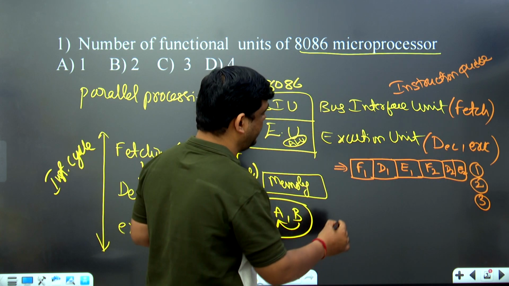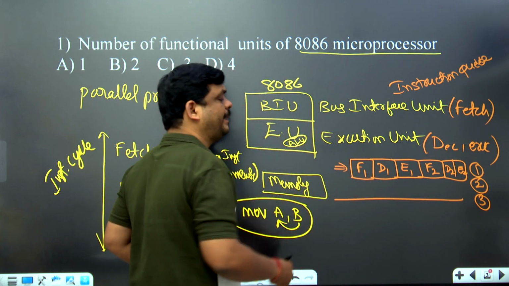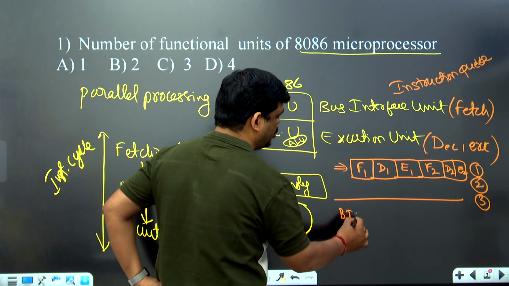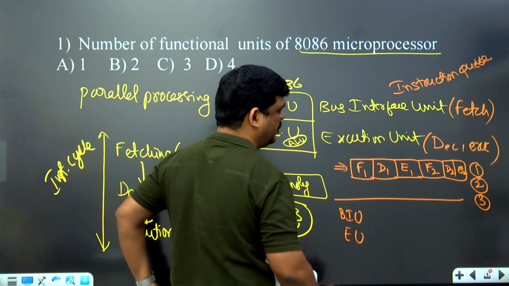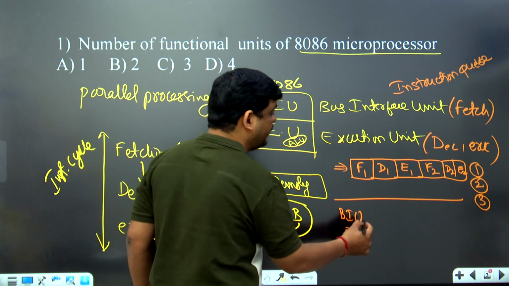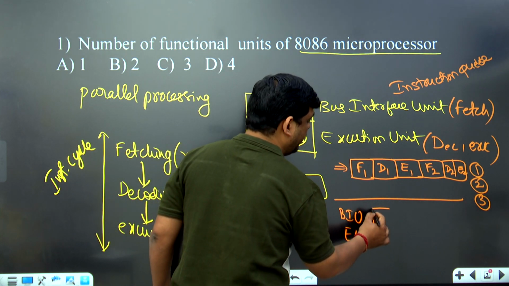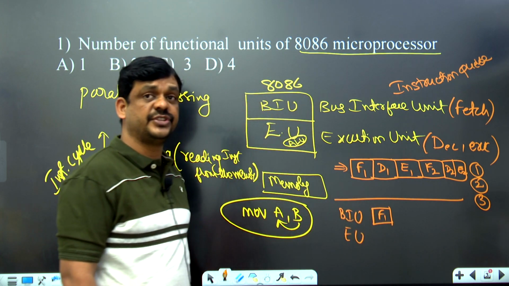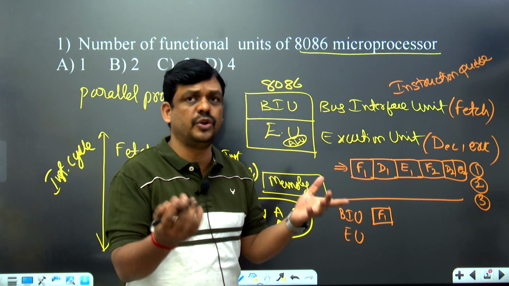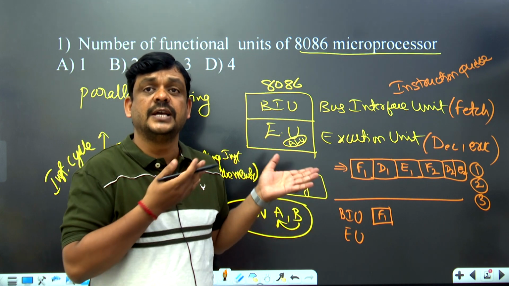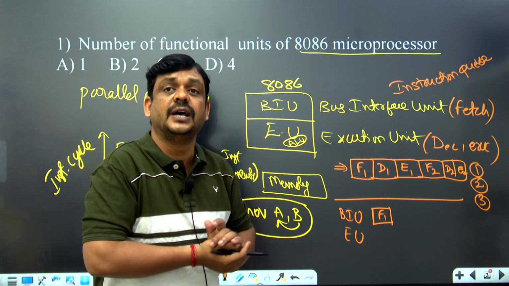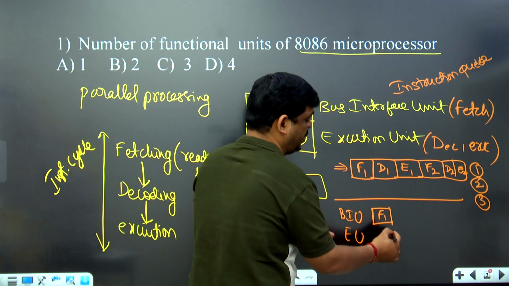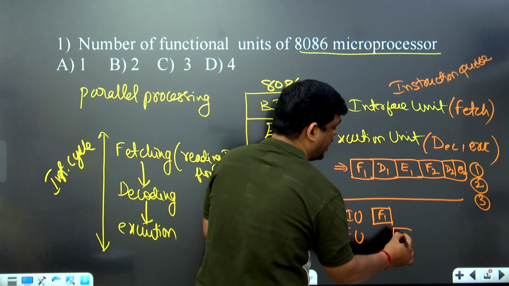But if it follows the pipeline structure, let us assume this 8086 microprocessor has two units. One is the bus interface unit, another is the execution unit. What is the function of the bus interface unit? The bus interface unit is used for the fetching operation. So it fetches the first instruction. At that time the execution unit does not perform any operation, because there is no opcode within the instruction queue, right?